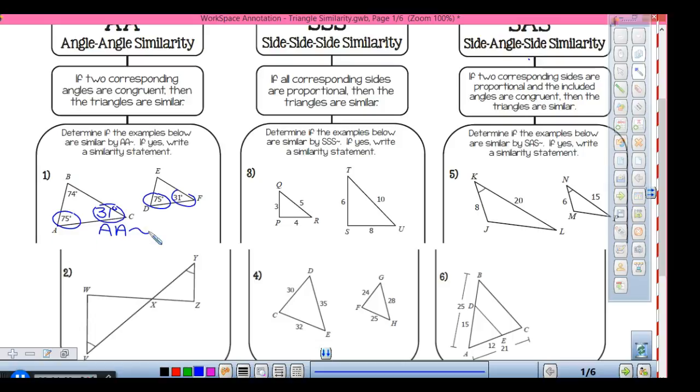Okay, my similarity statement is going to be triangle ABC is similar to triangle, what goes with A? D. What goes with B? E. And what goes with C? F.